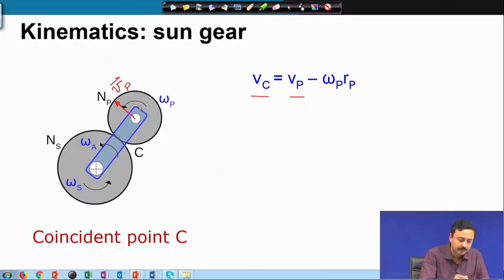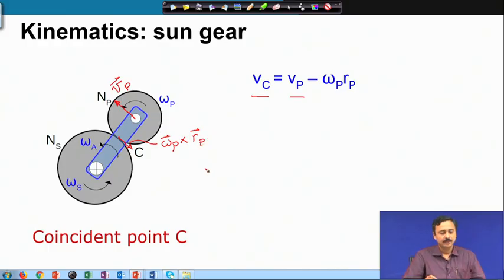Then we have, because of the rotation of the planet itself about its center, this is omega planet cross the radius vector, and if you do this calculation and finally write out this vector equation, then it turns out that because these two vectors are in opposition, the velocity of the contact point C of the planet is equal to the velocity of the center of the planet minus omega p times r p.